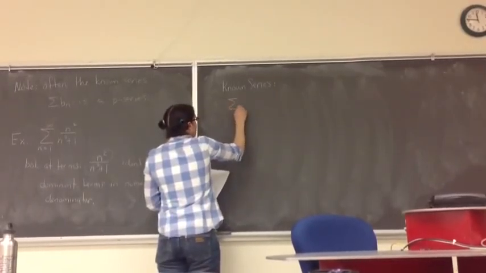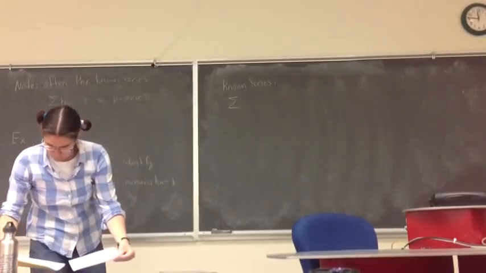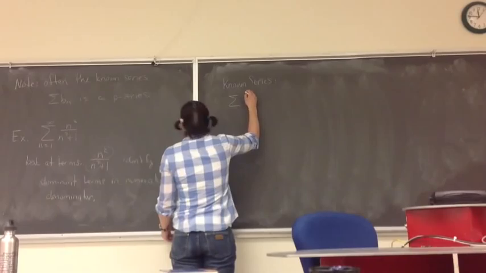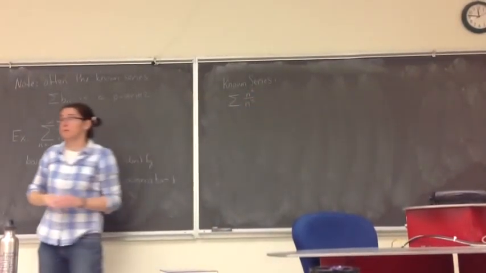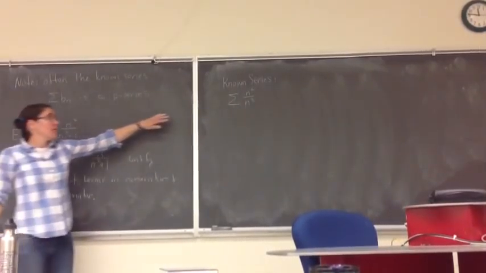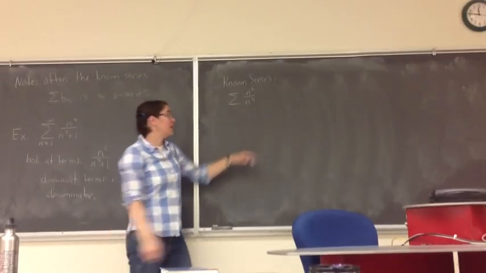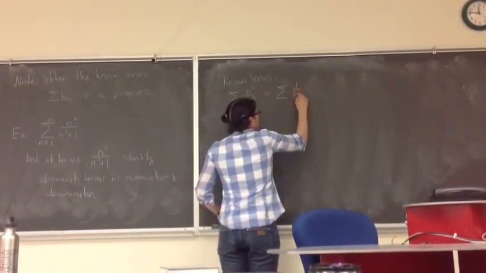My known series is going to be the sum of n squared over n cubed. So I've taken my two dominant terms, and I'm going to look at this series. Now I want to simplify this a little bit, so this is the same as the sum of 1 over n.